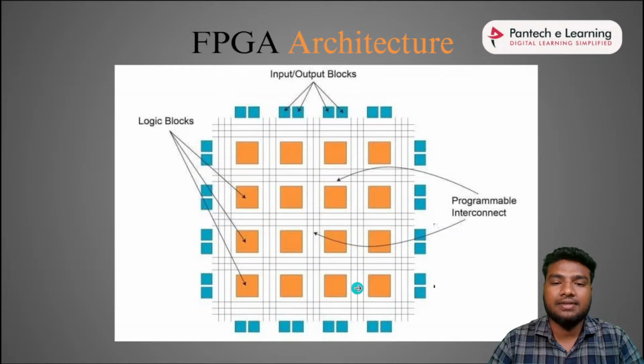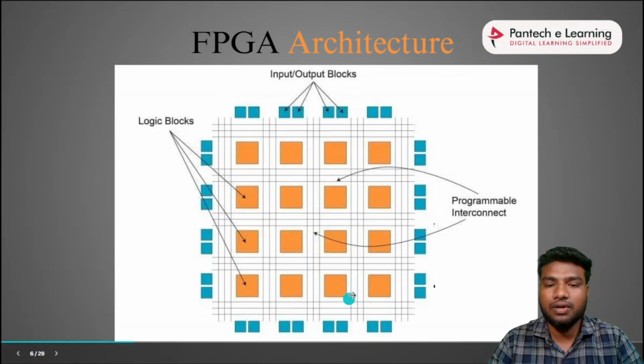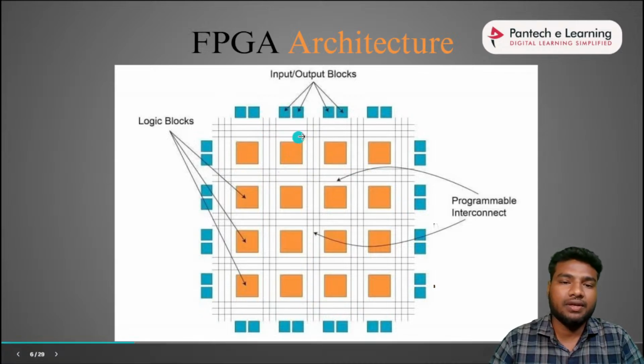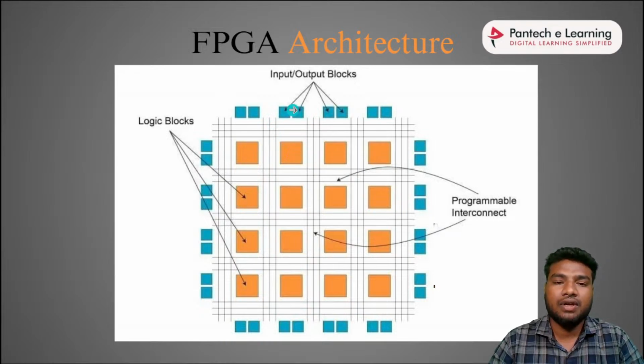These lines act as a wire. Based on these wires, we interconnect the CLBs and the input output blocks. So the wire is a very important thing in the architecture. This wire is what will connect the whole FPGA together.